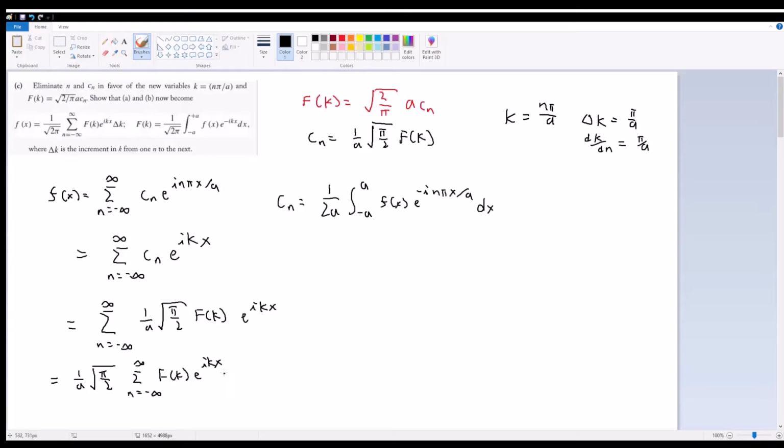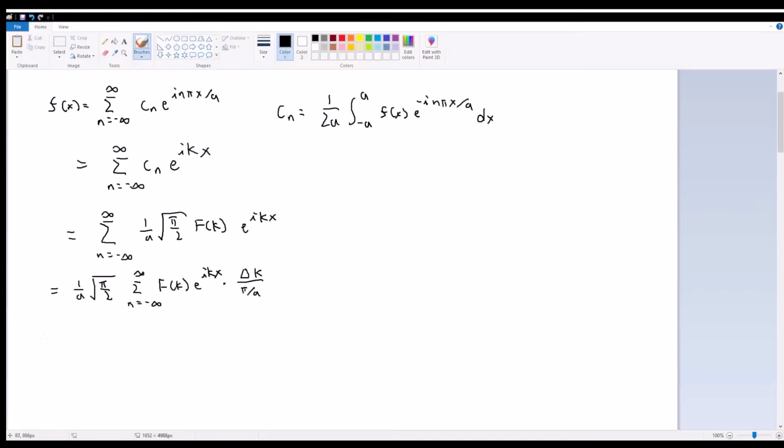So let's do that. Delta k over delta k, and the bottom one I'm going to hope cancels, so I'm going to write this as actually pi over a. So what's that going to give us? It's going to give us 1 over a square root of pi over 2 multiplied by, and then it's at the bottom, so to bring it to the top, we switch the denominator and numerator, multiplied by a over pi times the summation from n equals negative infinity to positive infinity of f of k times e to the ikx delta k.